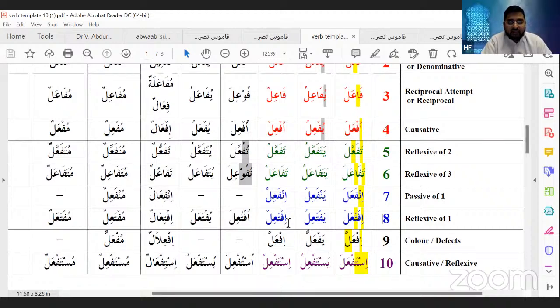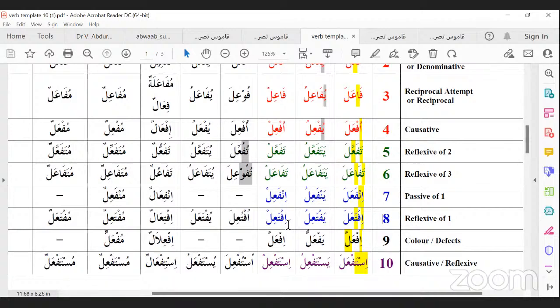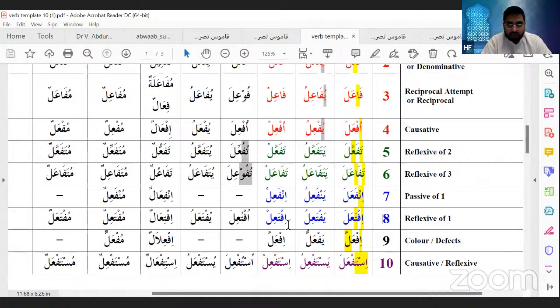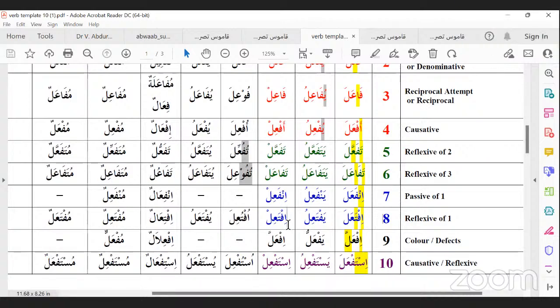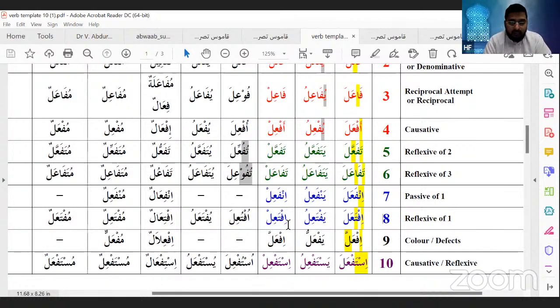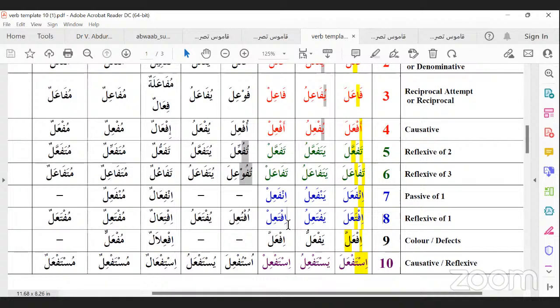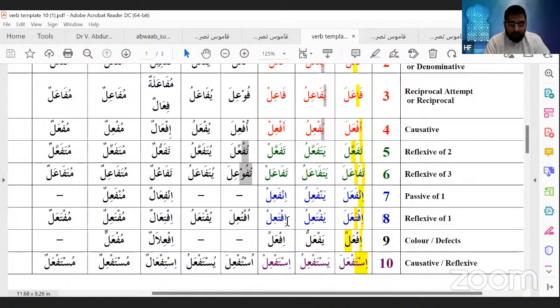Now, the imperative. Sister Zuhra, can you do the imperative of ijtami'? Yes. Ijtami'. اجتمع، اجتمعوا. Correct? اجتمعي، Ijtami'i. اجتمعا. اجتمعنا، Ijtami'na. Excellent. Thank you.